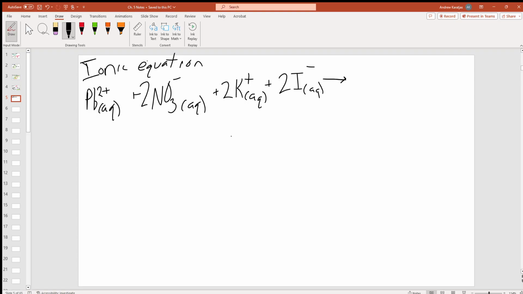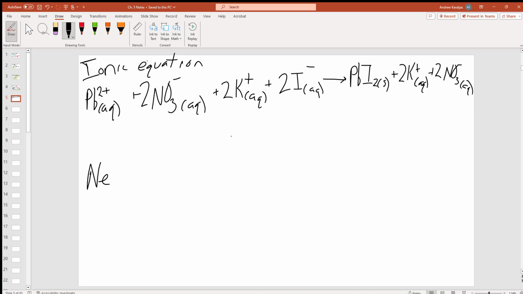On our product side, we saw that the lead iodide doesn't dissociate, it forms a solid. So that stays together. And then the final compound, the potassium nitrate, those ions also would be dissociated. So that's known as our ionic equation.